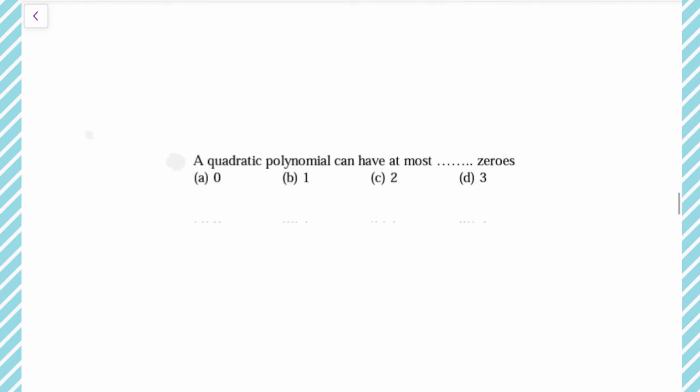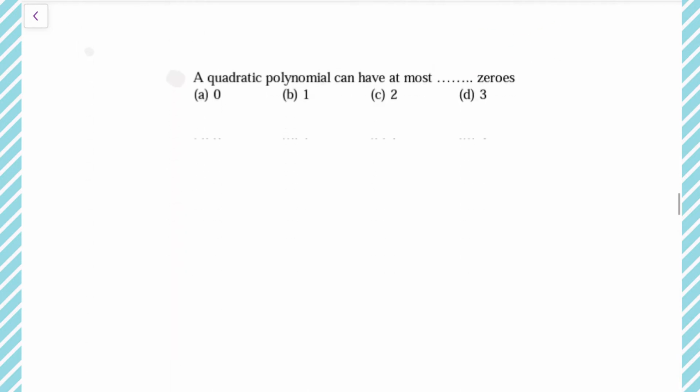Then next, a quadratic polynomial. Here quadratic means the degree is 2. So for degree 2, the maximum number of zeros is 2 only. Option C.